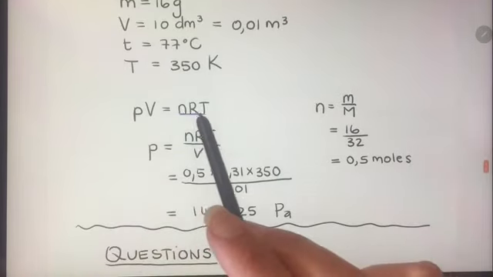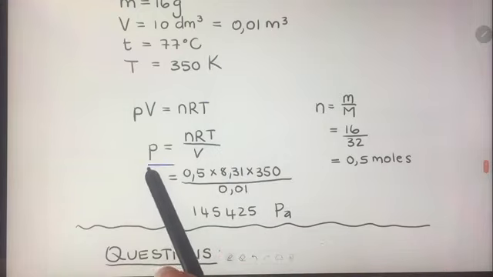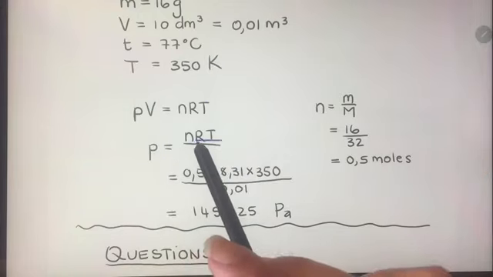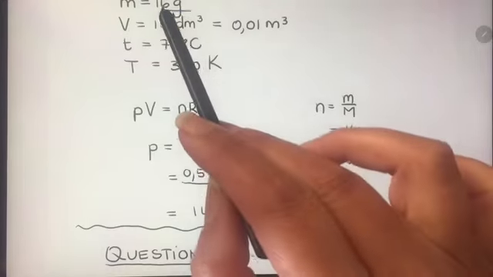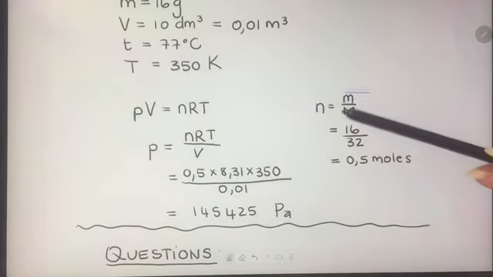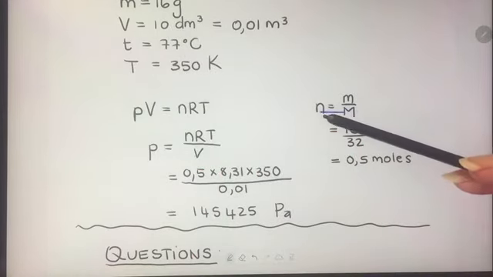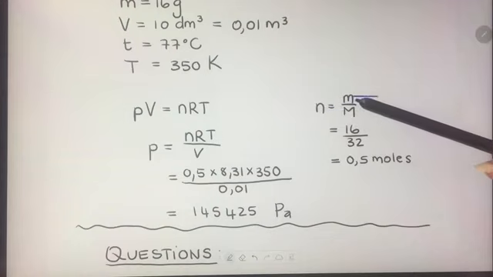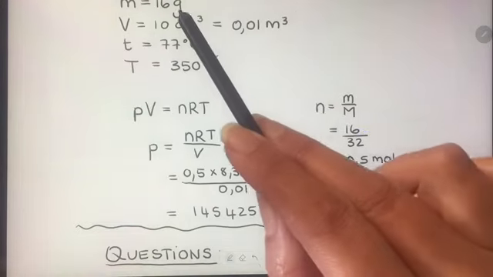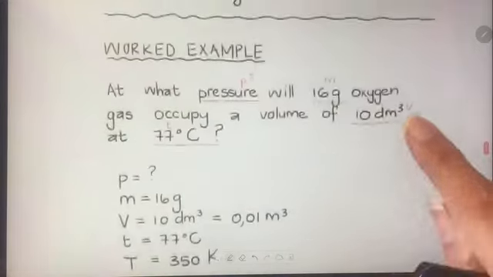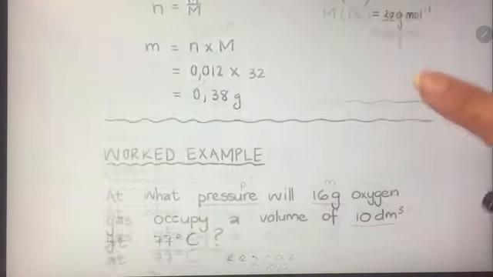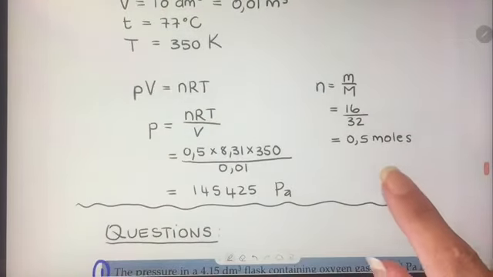I've written down PV is equal to nRT. Pressure is what I want to work out, so it's going to be n times R times T divided by V. I don't have the number of moles, I've only got the mass, but I can use my formula to work out the moles, because moles equals mass divided by molar mass. The mass is given as 16 grams. The molar mass from my periodic table, 16 plus 16, exactly like we did over there, and I get 0.5 moles.